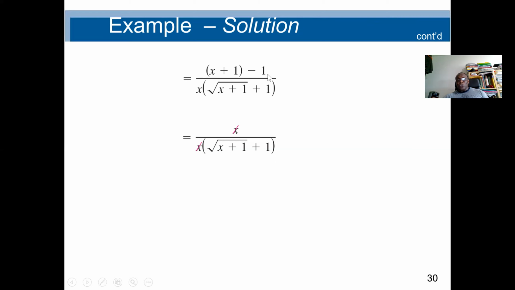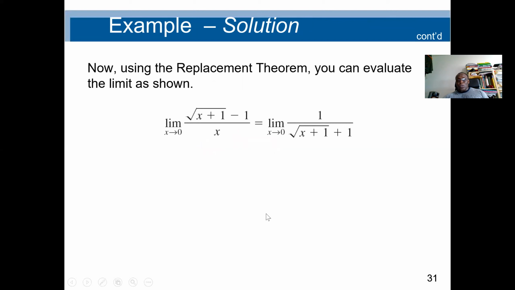So s plus 1 minus 1 is just s, and s can cancel with the s in the denominator. So we get 1 over square root of s plus 1 plus 1. Now we can do our substitution with 0. So we can see our answer will be, sorry, one half. We get 1 over square root of 0 plus 1, plus 1. So square root of 1 is 1. 1 plus 1 is 2. So we get 1 over 2. So the solution will be one half.